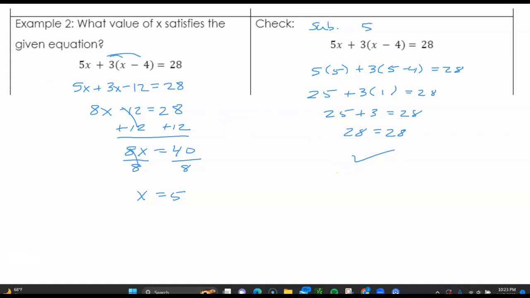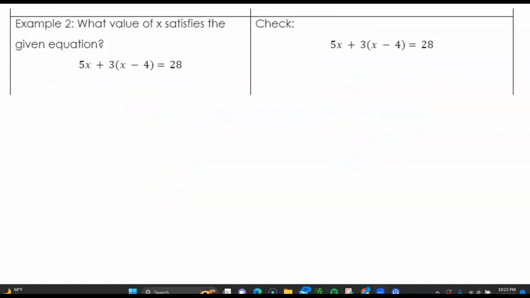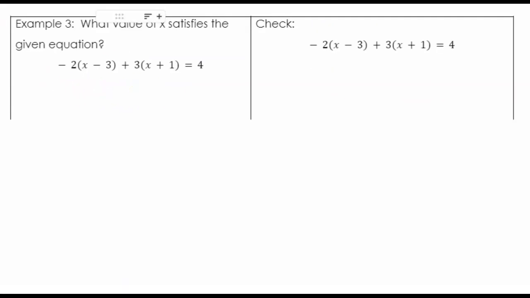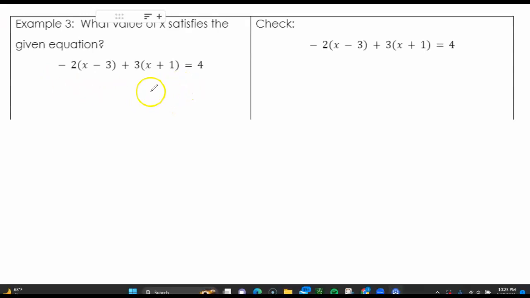All right. Let's try another one. Double parentheses this time. Same first step then. We need to distribute to get rid of the parentheses before we do anything else. We're going to distribute the negative 2 to the first parentheses and the 3 to the second parentheses.